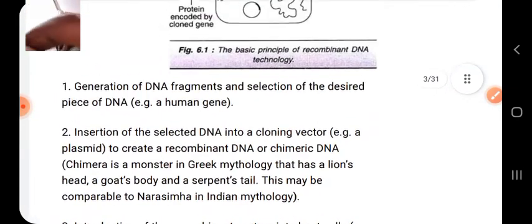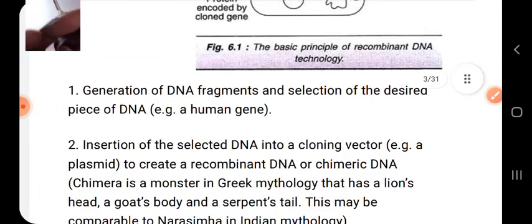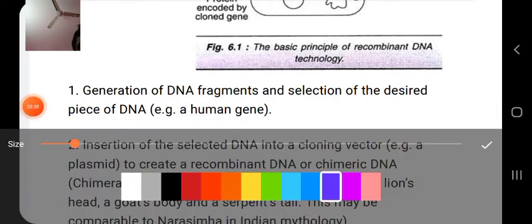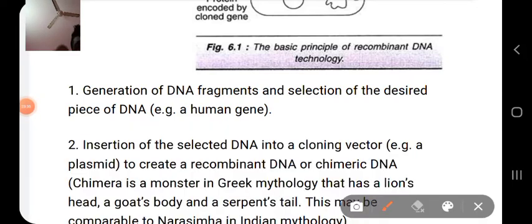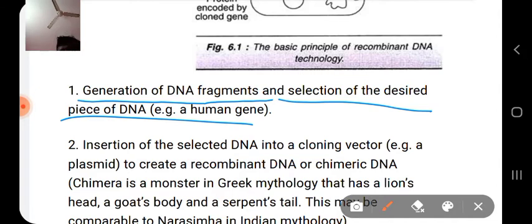Here you can see the basic techniques, the basic process involved during genetic engineering. Let us see what it is saying. First, generation of DNA fragments. We have isolated the DNA, and then we create fragments of DNA and select our desirable piece of DNA.